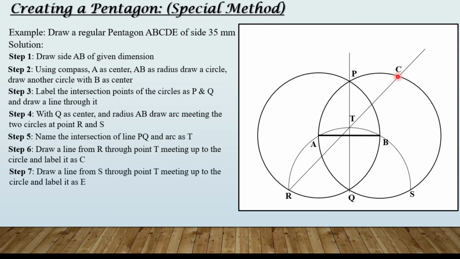Okay. Then you have to draw another line from S now, passing through T and intersecting this circle at this location. It should be named as E.